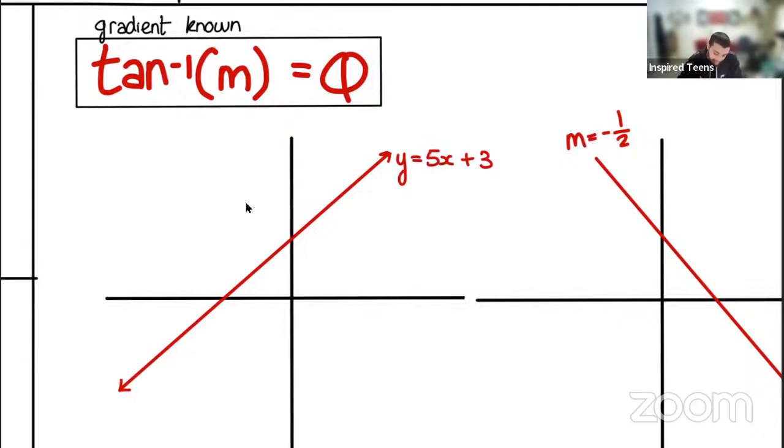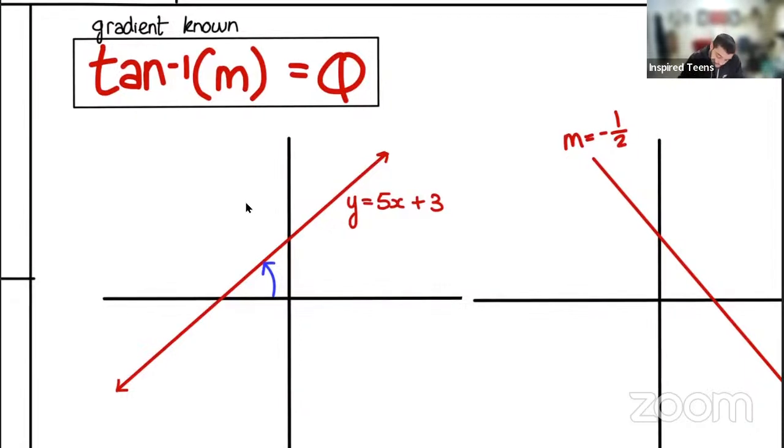So what happens when the gradient is known? Let us maybe move this down. What happens when the gradient is given or known and you want the angle of inclination? This angle is wanted. I hope you're understanding: from gradient, we go to angle of inclination, and from angle of inclination, we can go to gradient. What happens when the gradient is known?